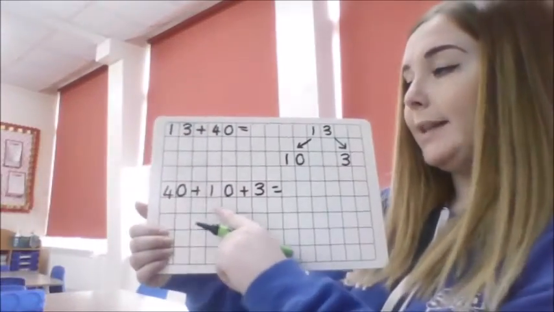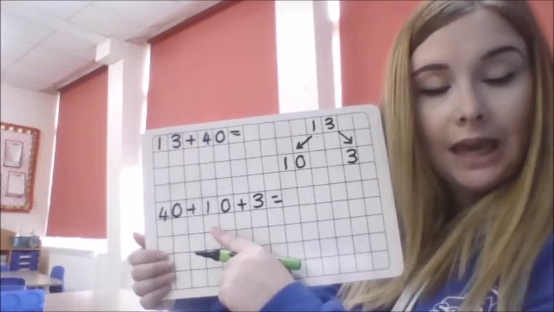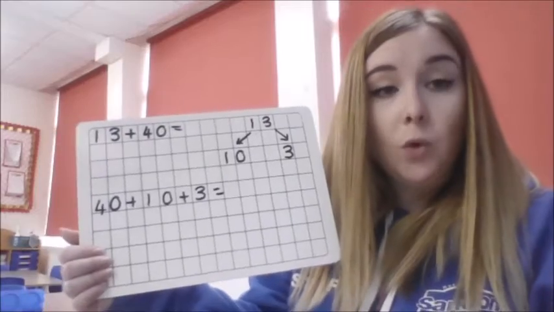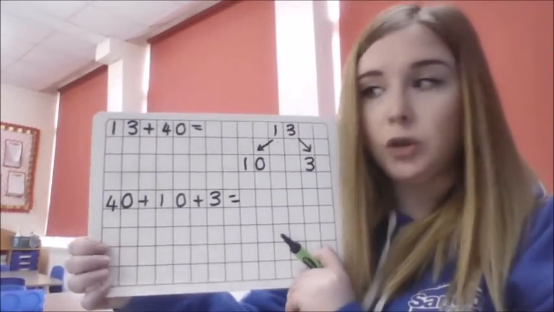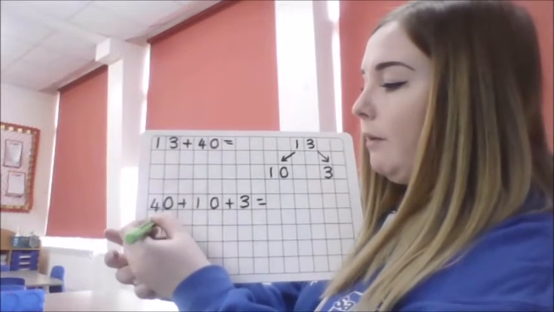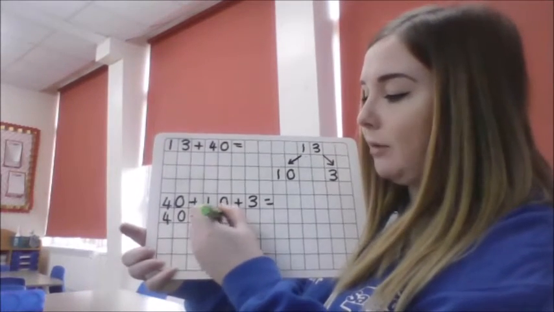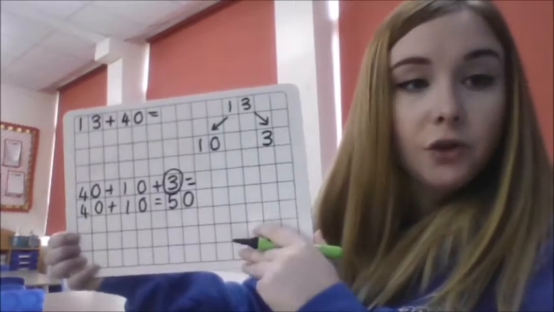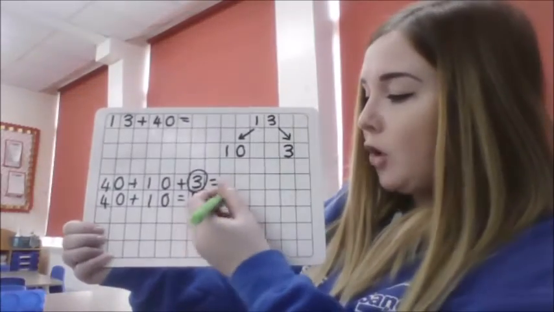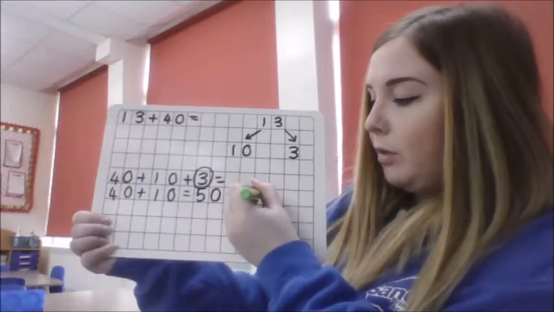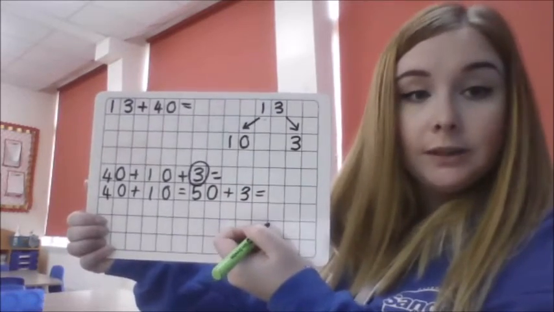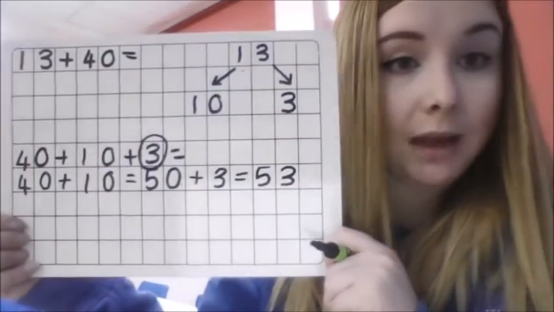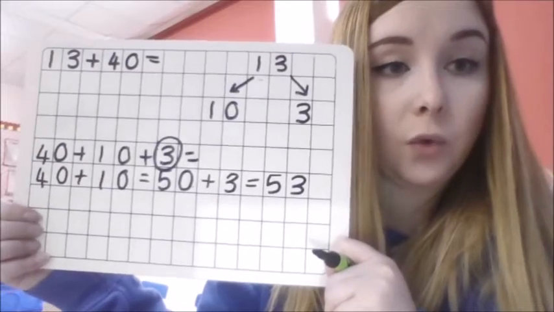So 40 add 10. Now if you can do that in your head, fantastic. You might need to use your fingers to help you because remember you've got 10 of those. Or if you've got a 100 square at home, you might want to do that. So I'm going to start by doing 40 add 10, which equals 50. But remember, I've still got that extra 3 that I need to add. So now I've got to do 50 add 3, and 50 add 3 equals 53.